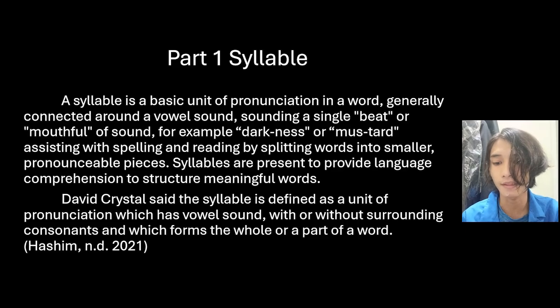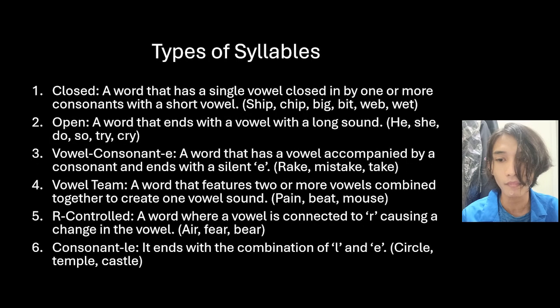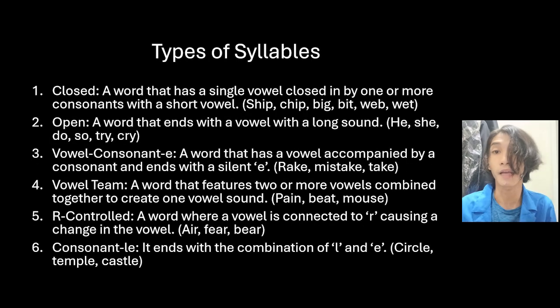David Crystal said the syllable is defined as a unit of pronunciation which has a vowel sound with or without surrounding consonants and which forms the whole or a part of a word. This is from Hasim Ende 2021. And now I will talk about types of syllables.